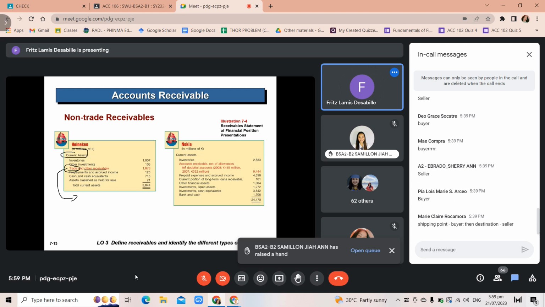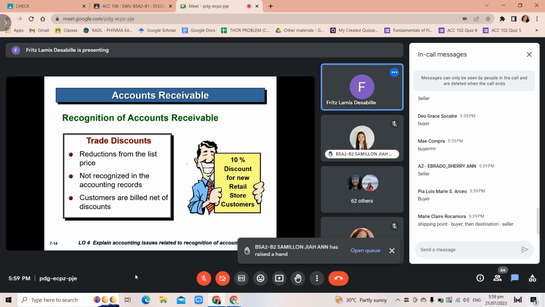So, okay, salient items in accounts receivable. First, trade discounts. We discussed this one actually last time, but that time we discussed it in PPE. Do you remember? We have two kinds of discount. We have trade discount and we have cash discounts.